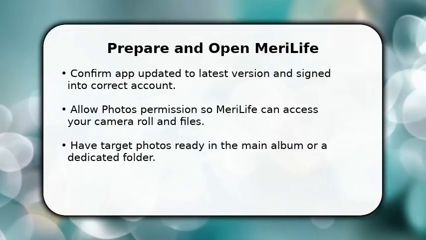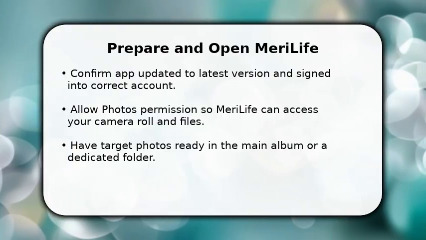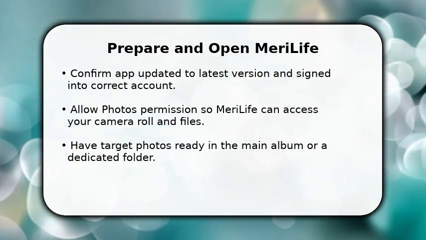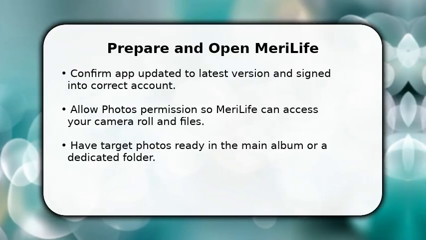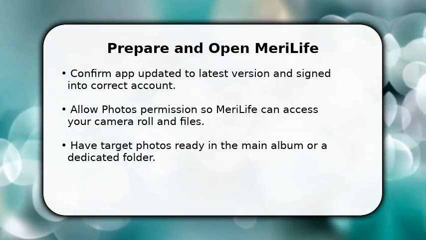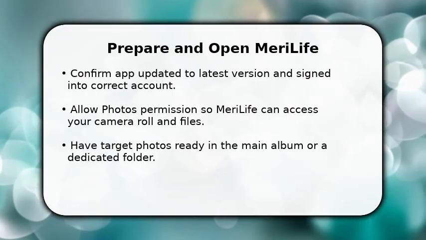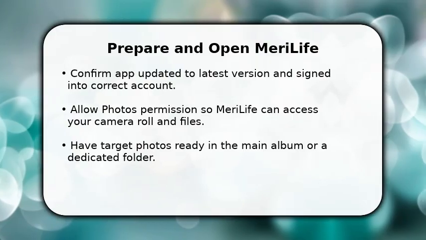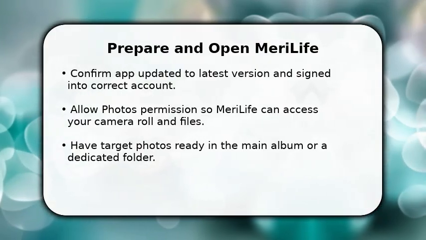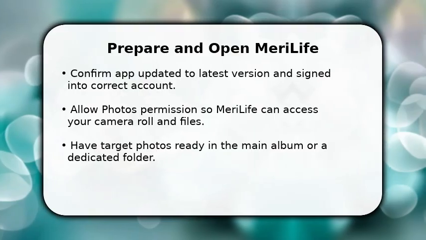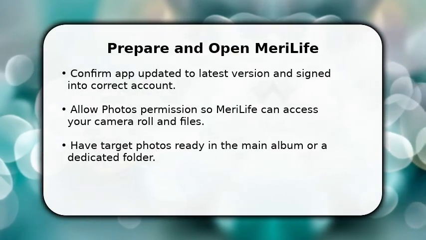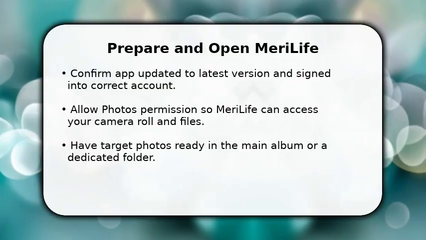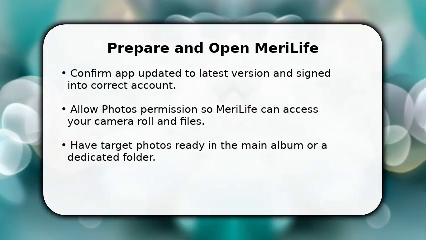You're going to start inside Merilife, open the app and sign in if needed. Once done, make sure Photos permission is granted so the app can read your images. This avoids upload errors. Next, navigate to the profile or post area where uploads occur. This is usually a plus or camera icon. Tap it now to begin selecting files. Doing these steps first saves time and prevents repeated permission prompts during the actual upload.